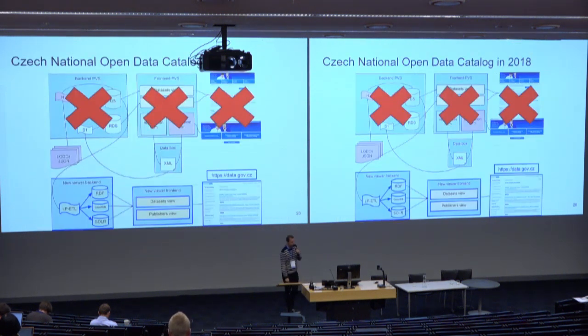Also, all these actually lead to the URIs of the items, so you can click through and dereference them. And then in 2018, something very bad happened to the catalog. The ministry had to switch suppliers for the portal of public administration. So they did that. And the new supplier, when they deployed the new solution, somehow forgot that there was a national open data catalog in there. So they deployed the portal without one.